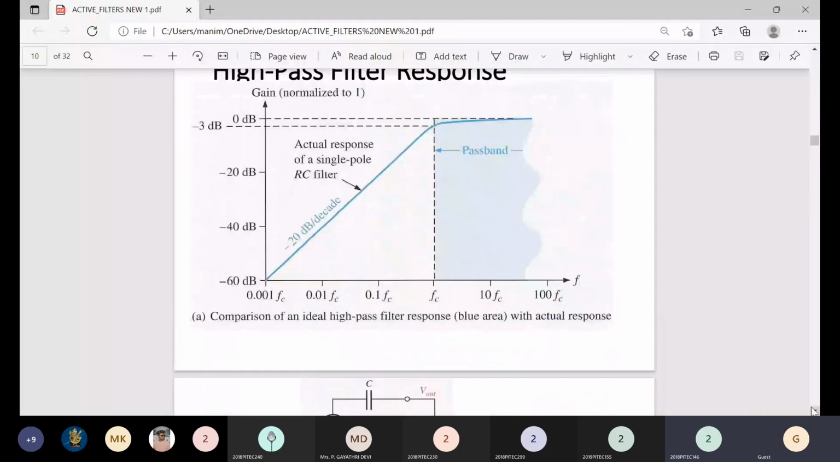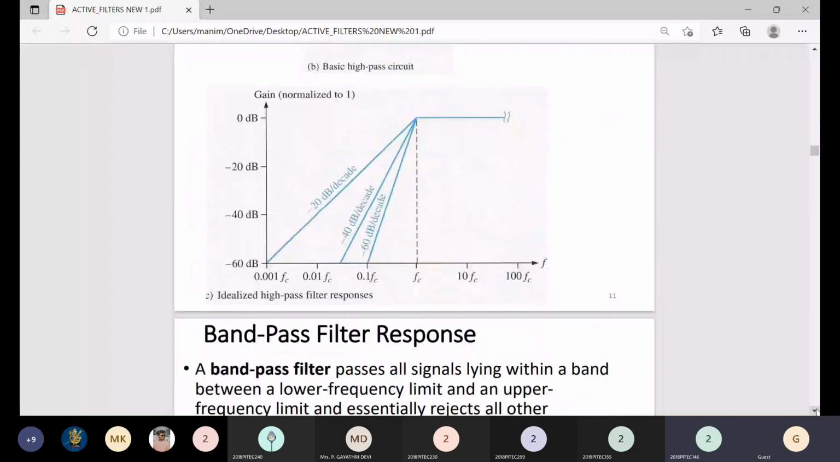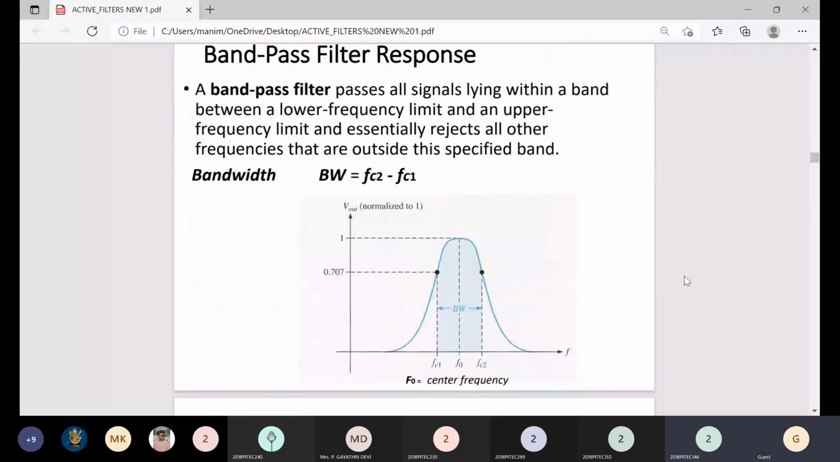This is the practical high pass filter frequency response. Okay, then this is the band pass filter frequency response. So the band pass filter allows some band of frequency signal, right?